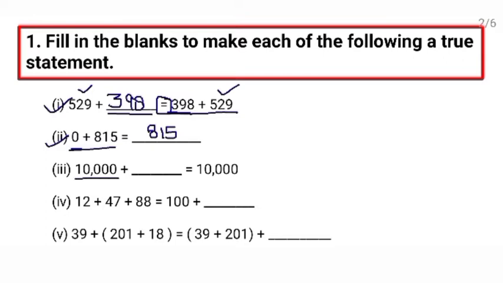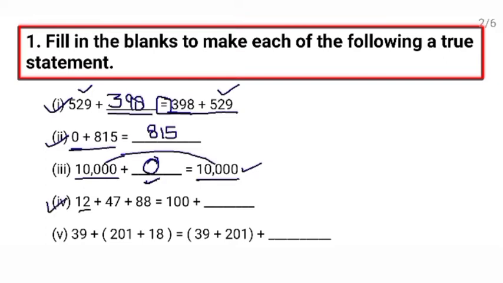Next, 10,000 plus dash is equal to 10,000. We are getting the same answer after adding something. It means we are adding nothing. Nothing means 0. If we add 0 to this number, we will get the same answer. And this is the property of 0.